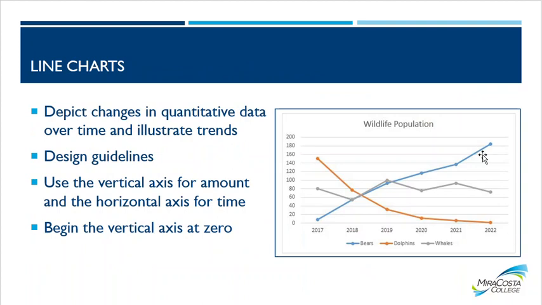Line charts. This is a very popular one. They depict changes in quantitative data over time and illustrate trends. Trends meaning, is the trend going up? Is the trend going down? Is the trend staying neutral? Design guidelines: use the vertical axis for amount and the horizontal axis for time. Begin the vertical axis at 0.